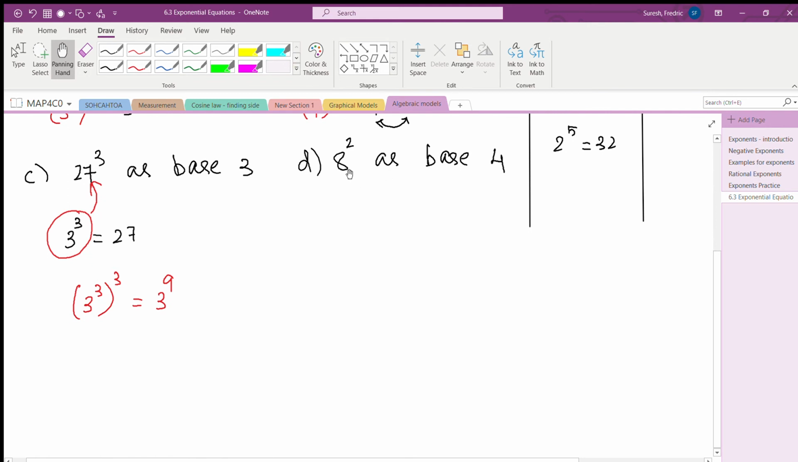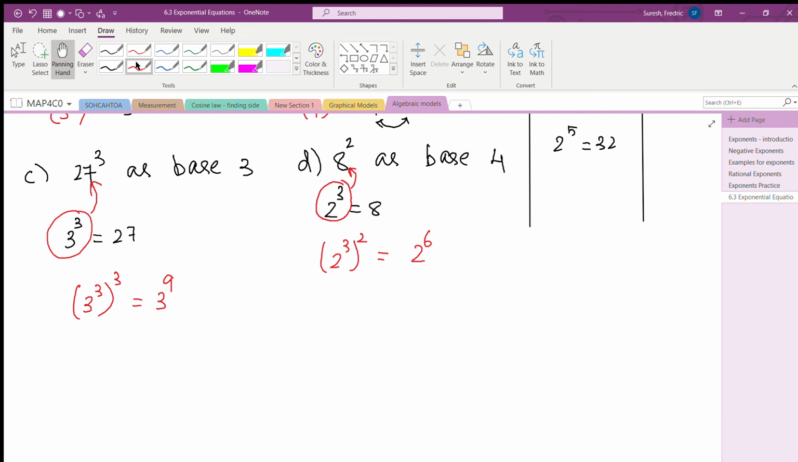First, let's go from base 8 to base 2. So here we know that 2 to the power of 3 is 8. So take 2 to the power of 3, substitute it right there. So you will have 2 to the power of 3 to the power of 2. This would be 2 to the power of 6. Now we need to convert this 2 to the base of 4, which is our final objective.